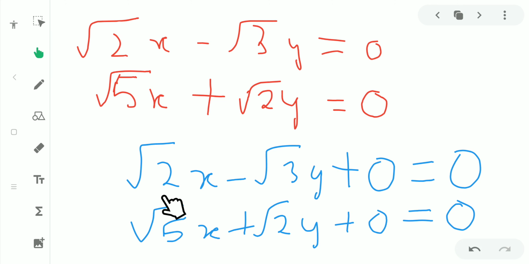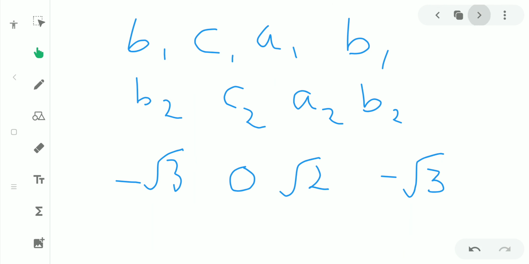So the second one is B2 nothing but plus root 2, C2 is 0 and A2 is nothing but plus root 5 and B2 is again root 2. Let me write here: root 2, 0, root 5, root 2. So now let us multiply.